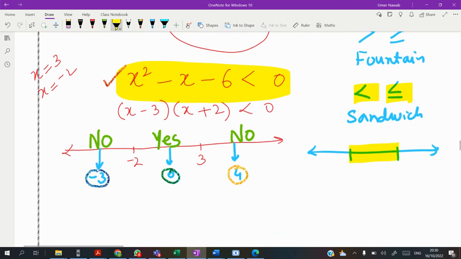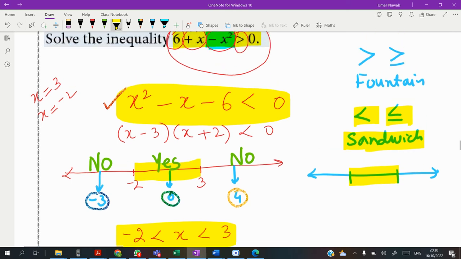So what is the inequality? We are getting a sandwich inequality. How to write the sandwich inequality? All the values of x between -2 and 3. Do we need to write an equal sign? No, because it is using the less than sign. So the solution is this one. Didn't I say, guys, sandwich will come to you when there is a less than or less than or equal to? Here we had a less than sign and we got the answer.